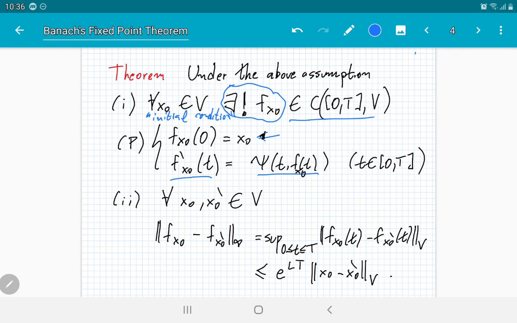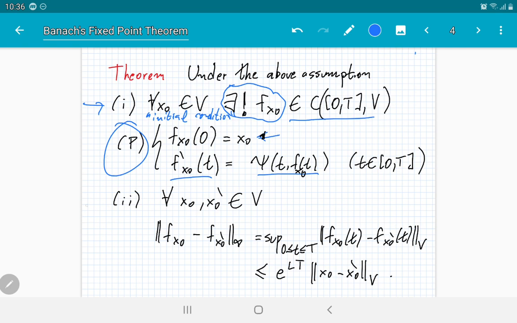Well, why does it have to be continuous? Because it's differentiable, right? When I write this, I'm saying it's a differentiable function. Differentiable functions are always continuous, so there's no question about that, that if there is a solution, it's continuous. And yeah, there's a unique solution under our assumptions.